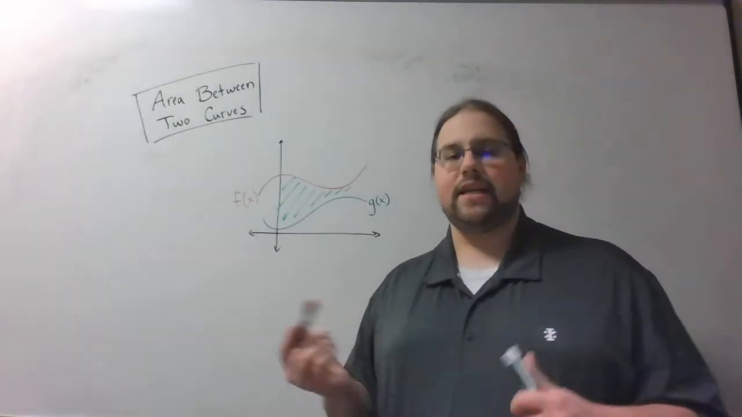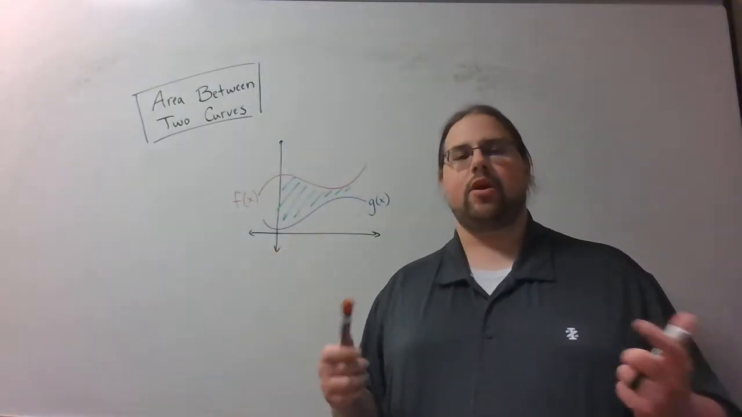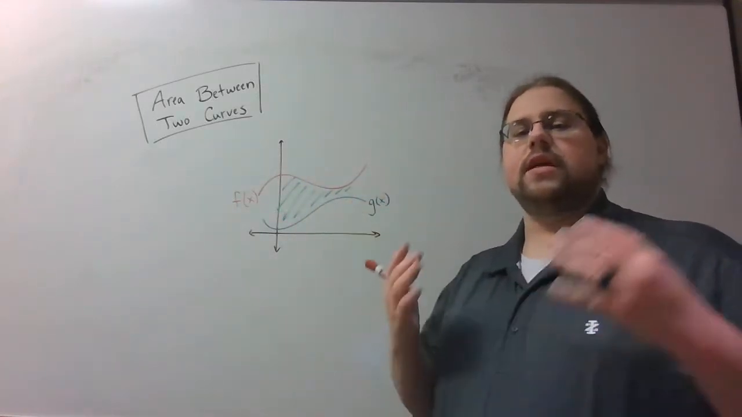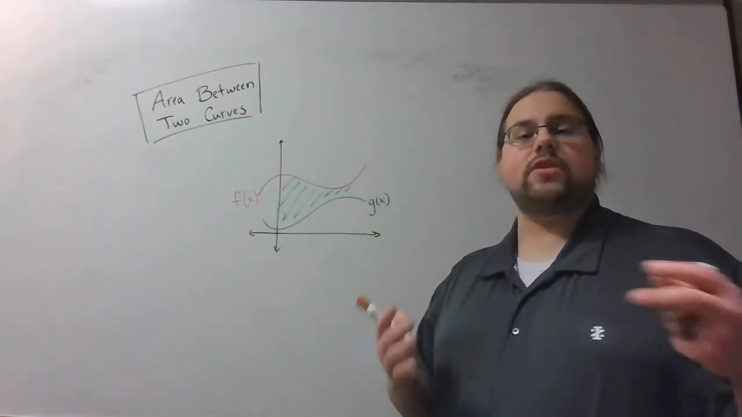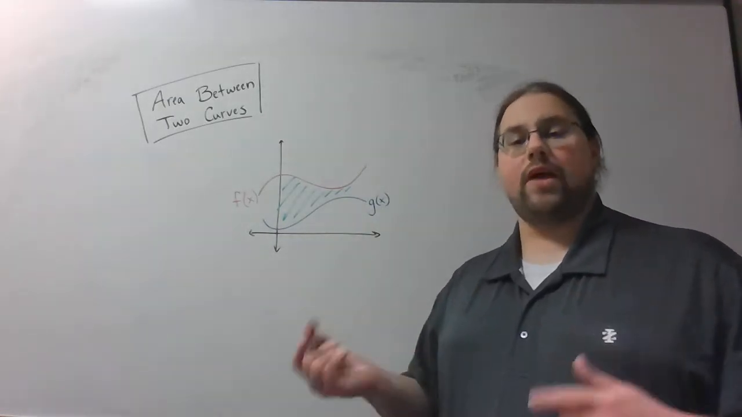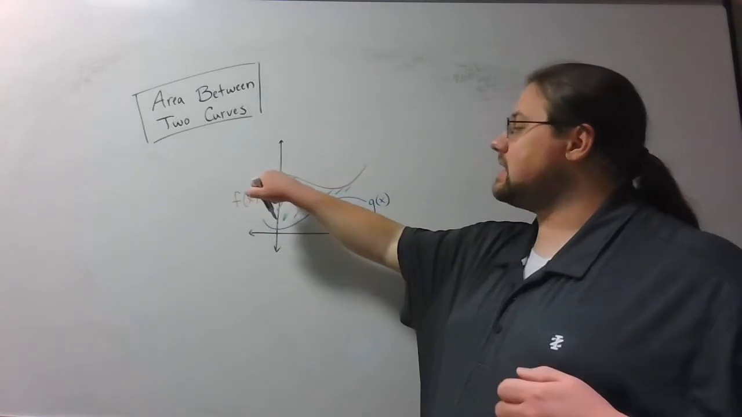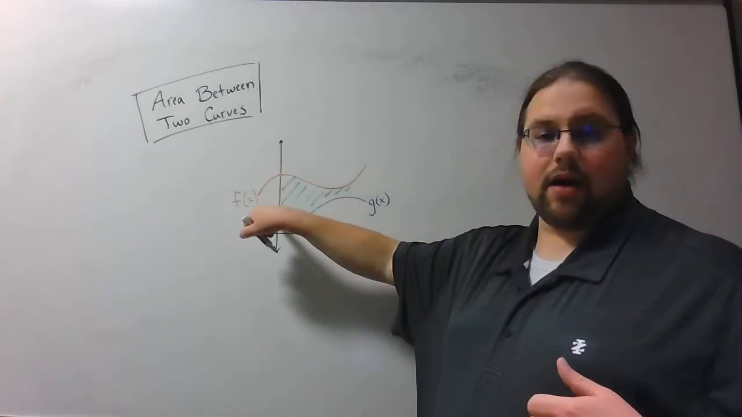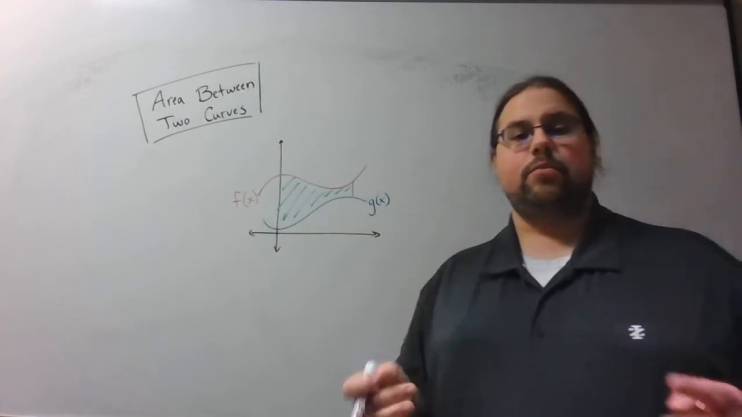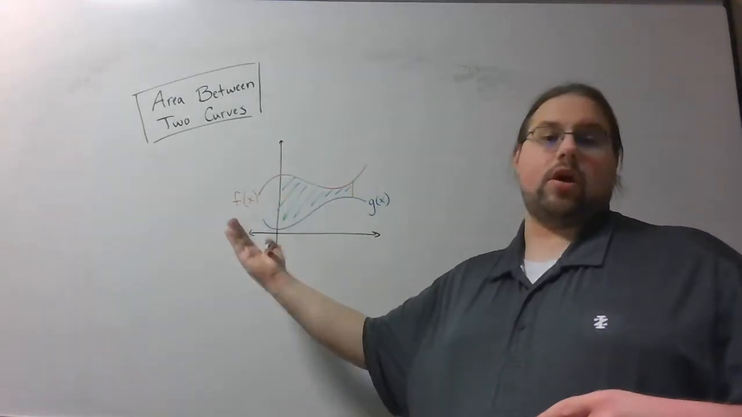First and foremost, I need to know which graph is actually going to be on top. Which function is the bigger one? In this case, it's f of x. And the bottom one is g of x. So that's an important thing to know. That's going to help things in the end. Number two is where they end. So for instance, in this case, I'm starting here at the y-axis, and I'm ending somewhere over here. That's an important thing to know, where it starts, where it ends.